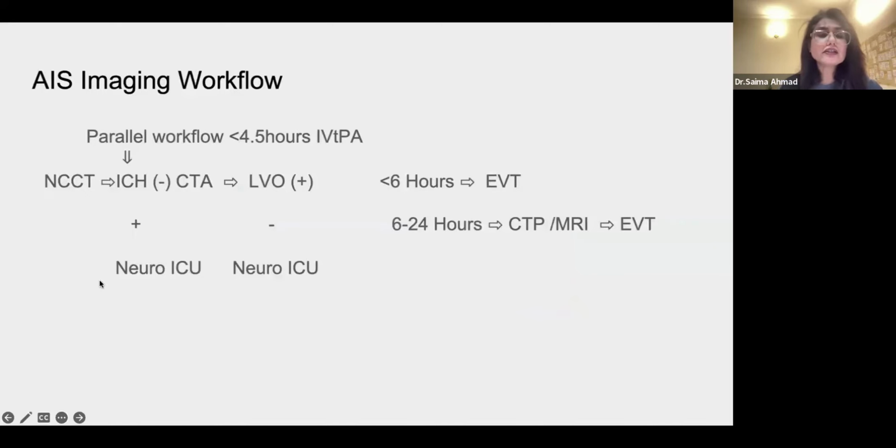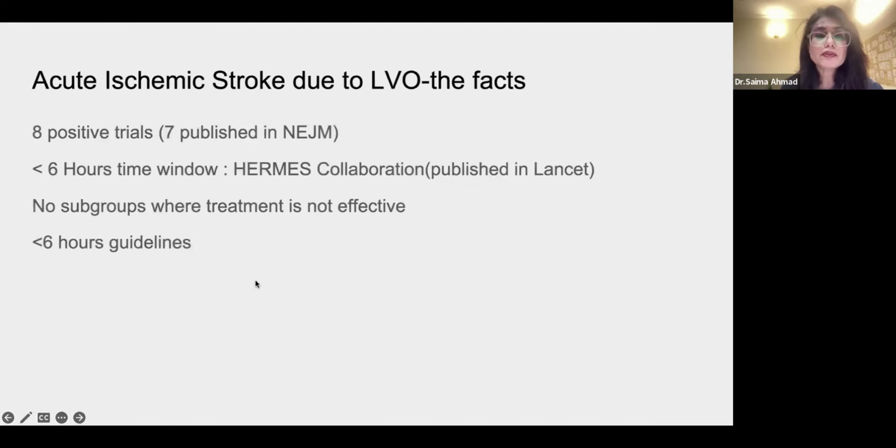So this is the acute ischemic stroke imaging workflow. After the detection, as I initially told you about the initial workflow, the patient is sent for the CTA to detect the LVO. If the LVO is positive and the patient is within the 6 hour window, we send the patient directly for the EVT. However, if the patient has an LVO identified and is within the 6 to 24 hour time window, then we should perform the CTP and the MRI. This is according to the guidelines, and then we send the patient for the EVT. If no LVO is identified, then send the patient to the neuro ICU.